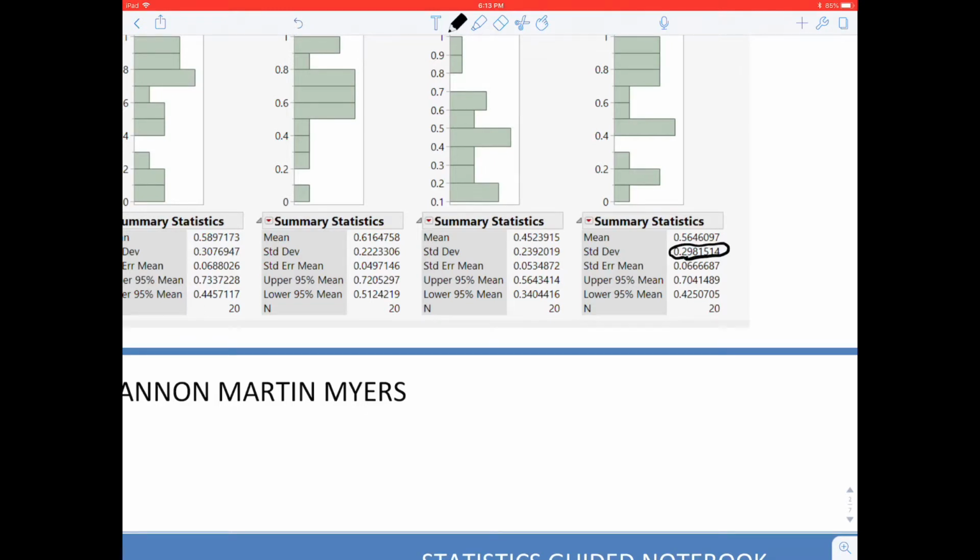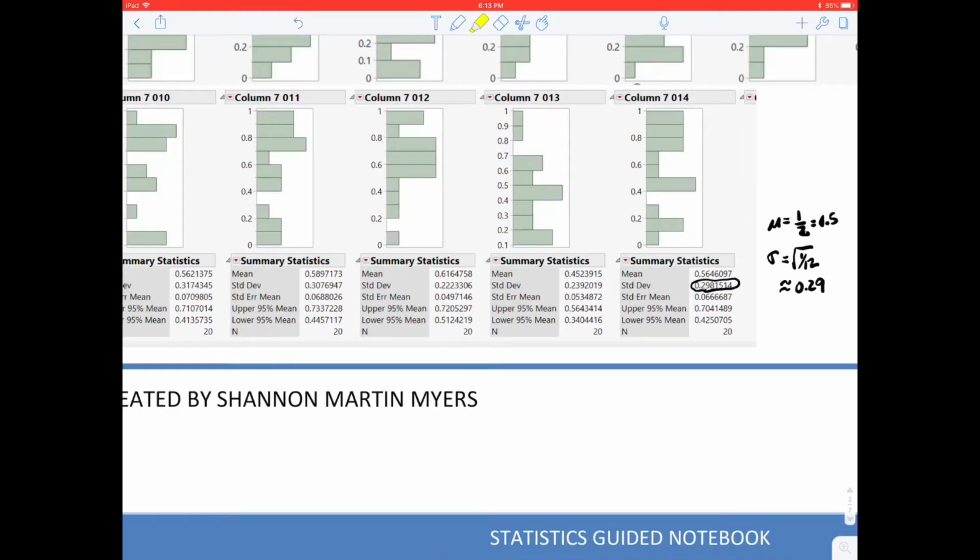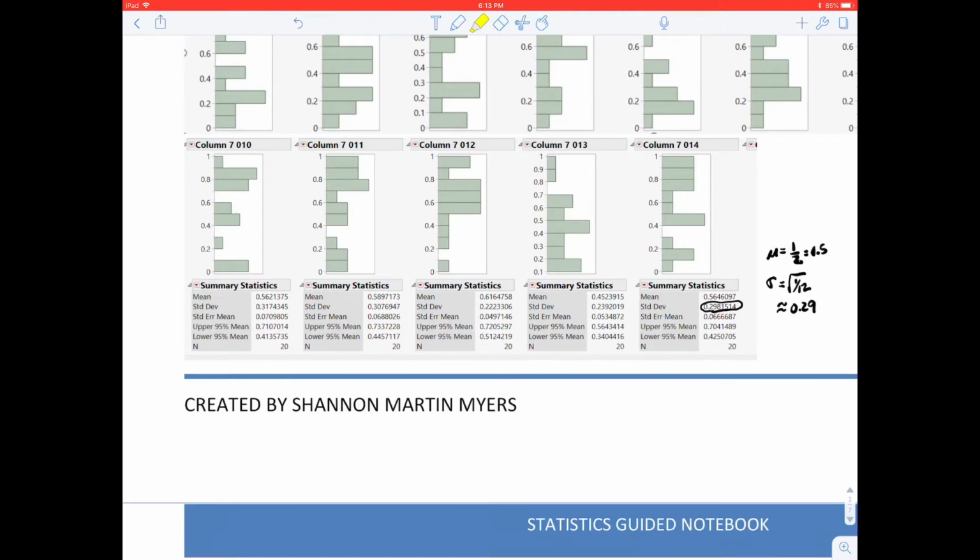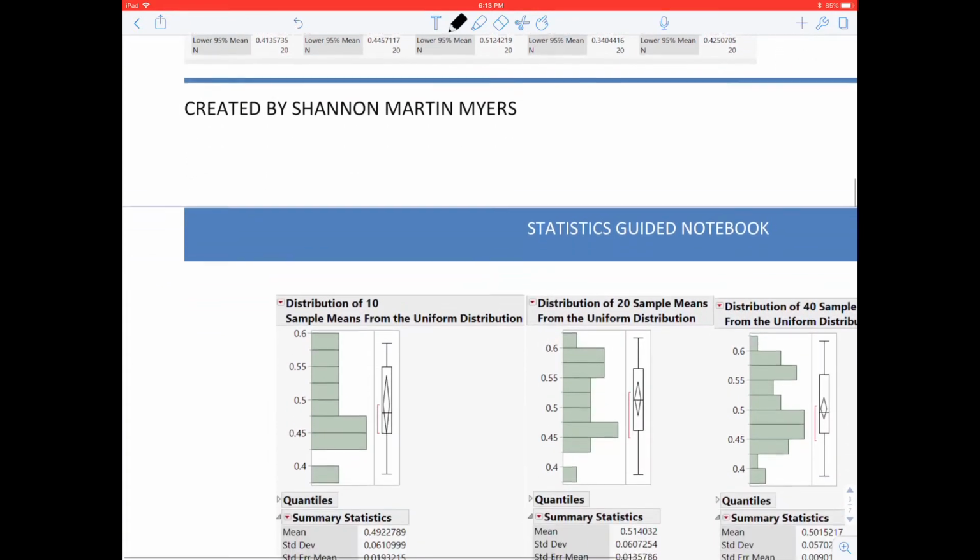Do you see this one is right in line with what we're thinking? Remember we had gotten mu was 1/2, which is 0.5, and sigma is the square root of 1/12, which was approximately 0.29. If you take a look at those numbers, you'll see that they're all in the ballpark, okay? And remember, they just are sample sizes of 20. So now let's take a look at the next one.